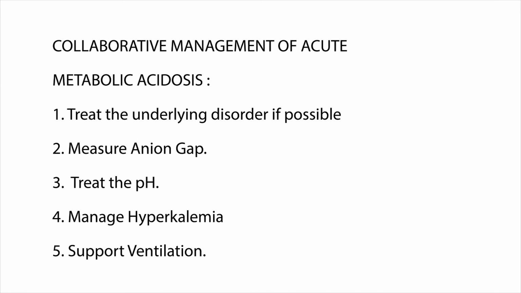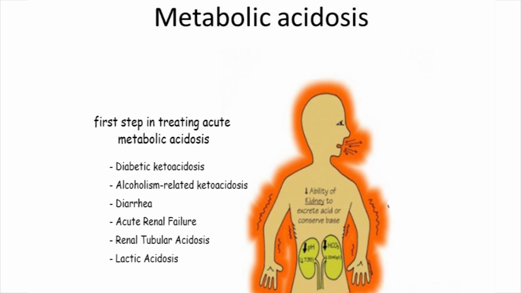It is important to treat the underlying disorder: diabetic ketoacidosis, alcoholism-related ketoacidosis, diarrhea, acute renal failure, renal tubular acidosis, poisoning and drug toxicity, or lactic acidosis. They all need to be treated, and that remains the first step in managing acute metabolic acidosis.